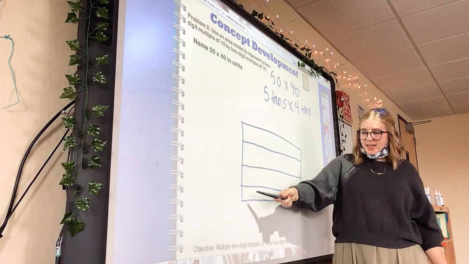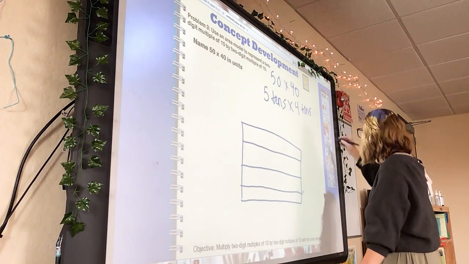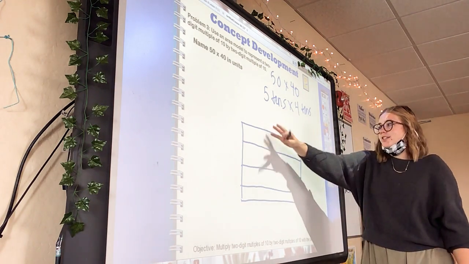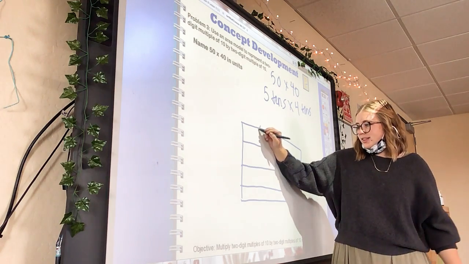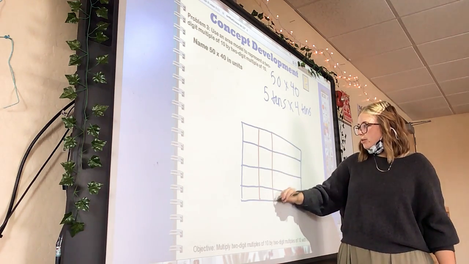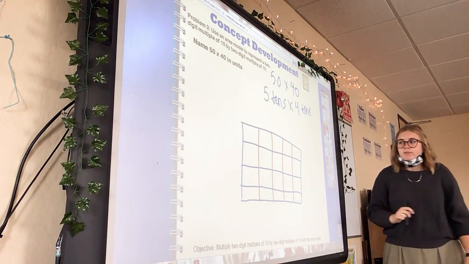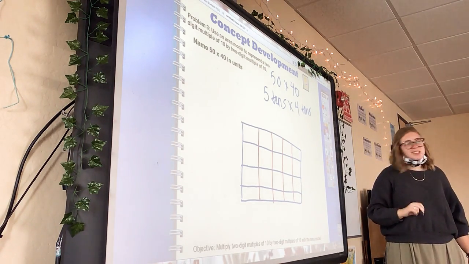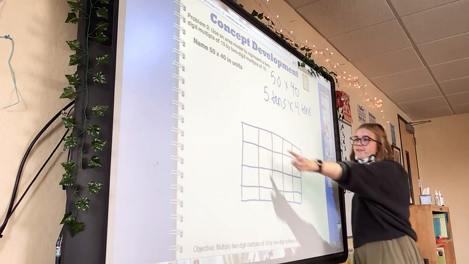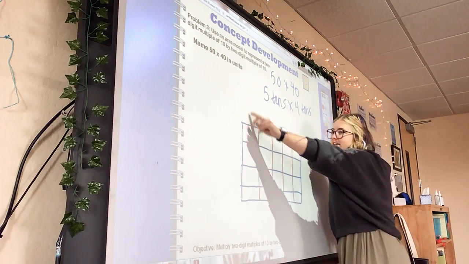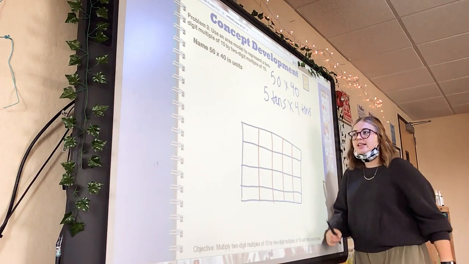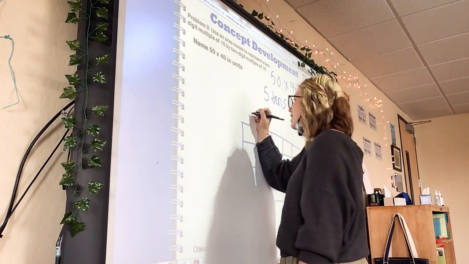So there's my 4 tens. 1, 2, 3, 4. And then 5 tens going across, so I can draw 4 lines. So 1, 2, 3, 4. Kind of looks like a lot, but I promise it's not. So this can be your 5 tens, and this can be your 4 tens. So go ahead and label those 5 tens and those 4 tens.